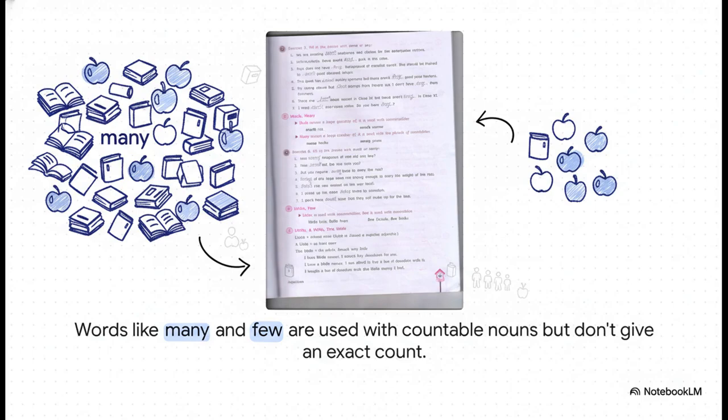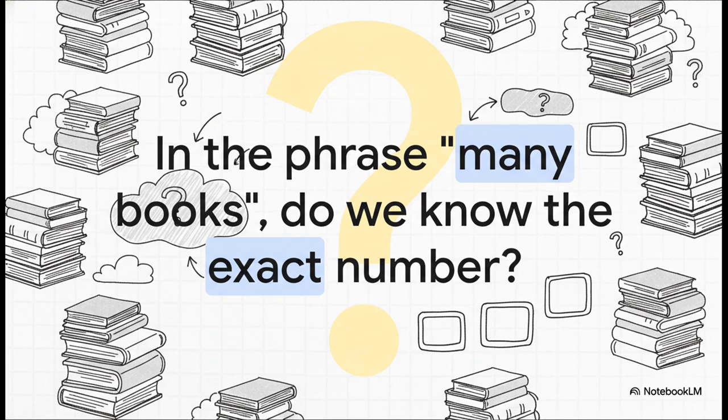For instance, take words like many or few. If I say I have many books, you understand that I have a large number of books. But do you know the exact count? Is it 50 or 100? No, you don't. Similarly, if someone says, I have few friends, it means the number is small, but again, we don't know if it's 2 or 3 or 4. So let's think about this for a moment.